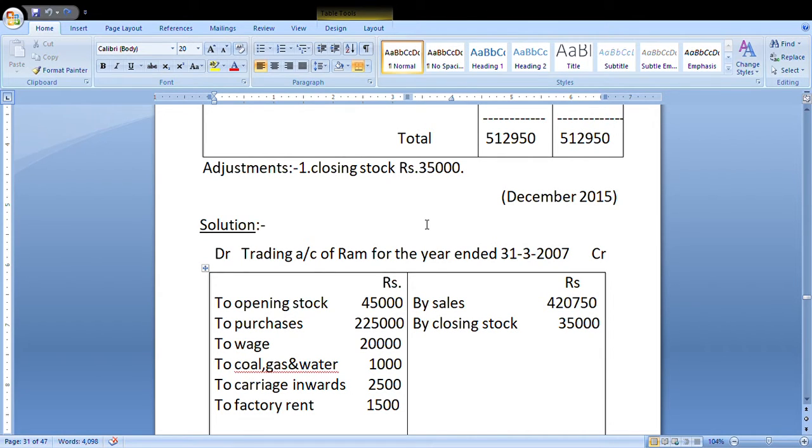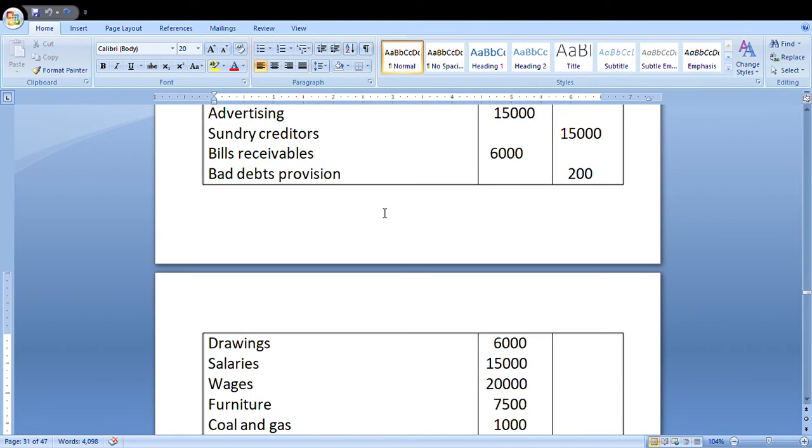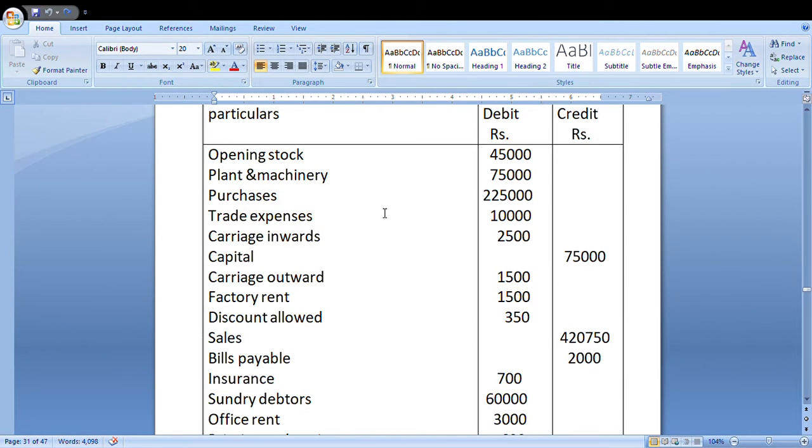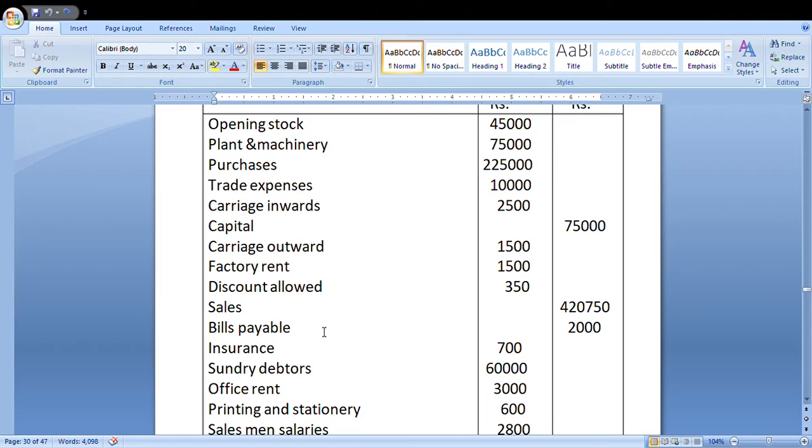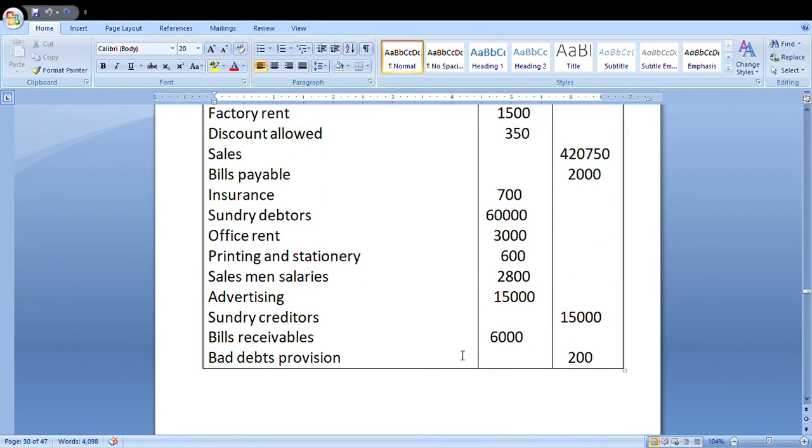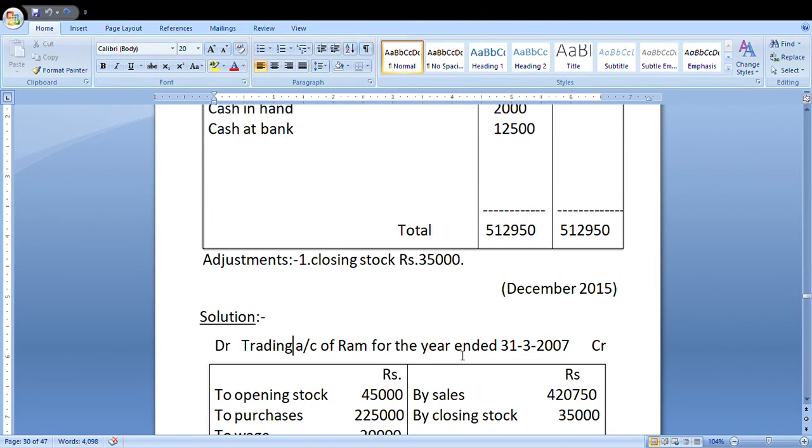Next one is discount allowed. This is an expenditure, not in the trading account. This enters the profit and loss account. Sales enters the trading account credit side. By sales.